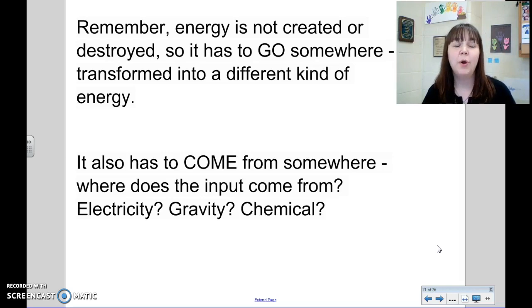Machines are not perfect. They're not going to be used indefinitely because you have to plug them in. You have to give them a push. Electricity, electrical energy, gravity, pulling something down or letting it fall, chemical energy. Maybe you ate food, which allows you to push a machine. You put gasoline in your car, which allows it to go. It's got to come from somewhere, just like it's going to go somewhere.